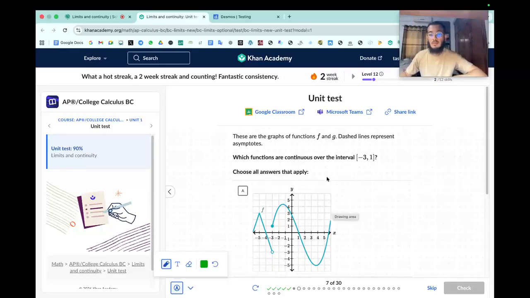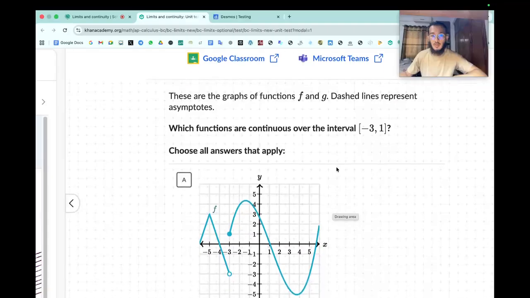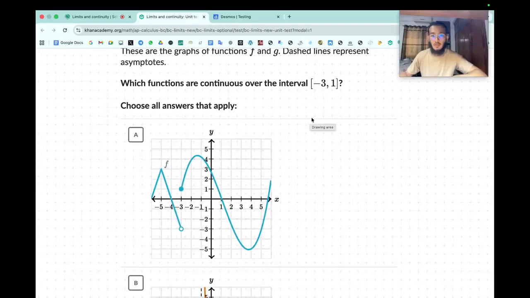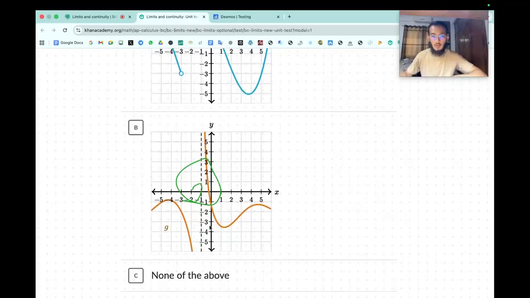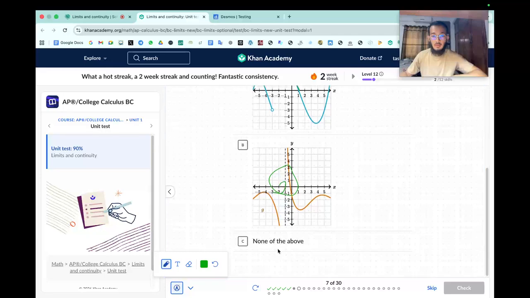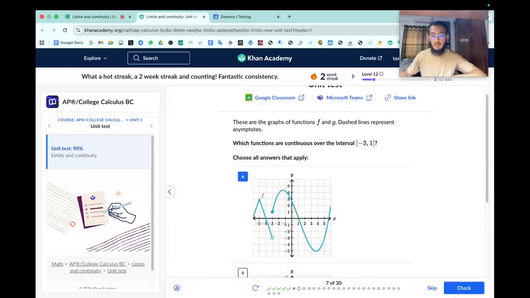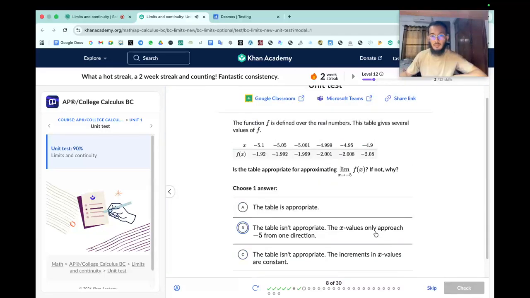These are the graphs of the functions f and g. Dashed lines represent asymptotes. Which function is continuous over the interval -3 to 1? So -3 to +1. Yeah, it's continuous. -3, no, it's not continuous because we have an asymptote here. So A is the answer. Okay.